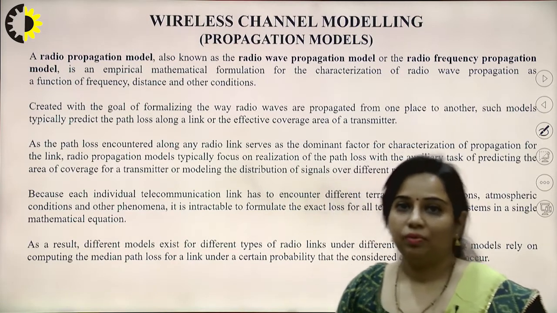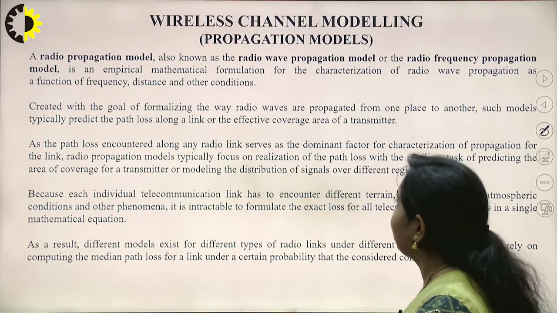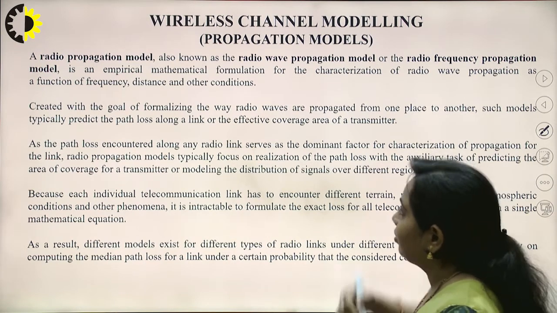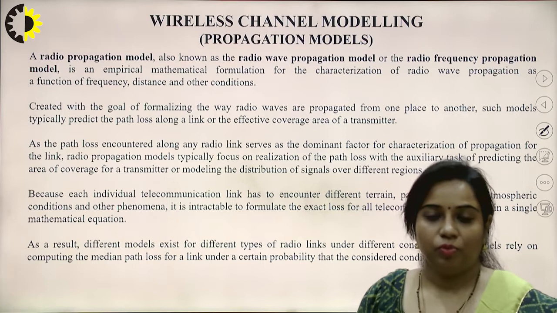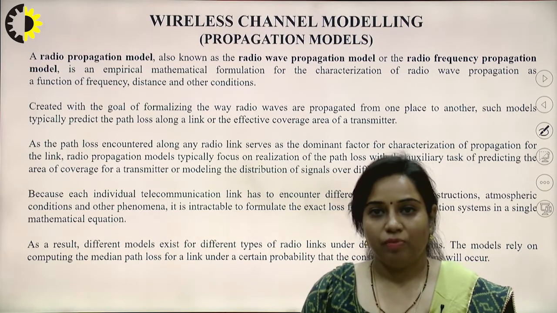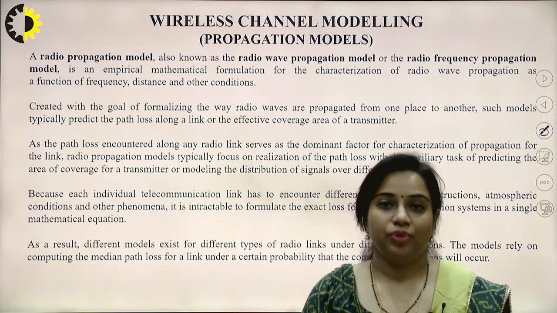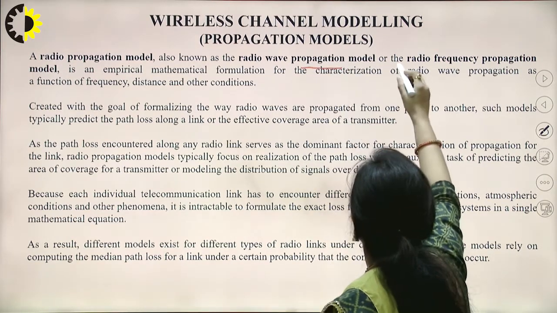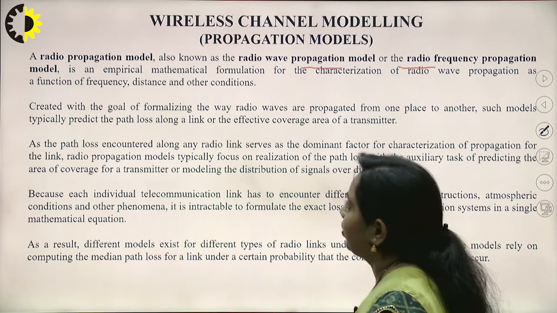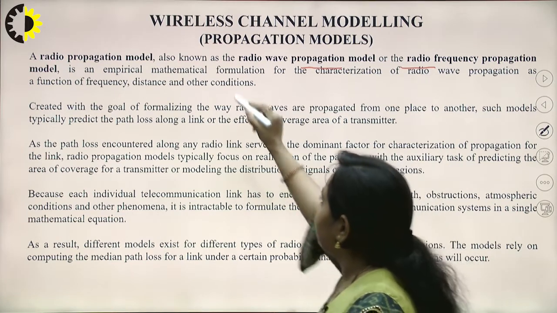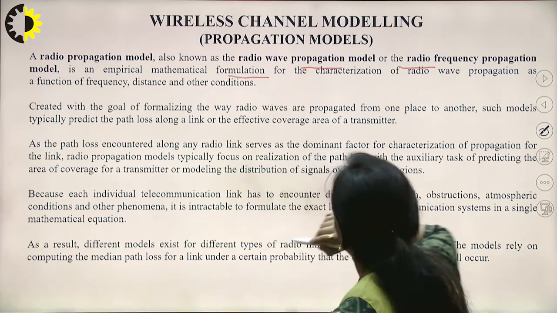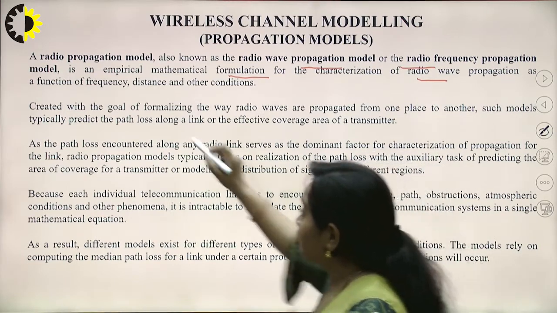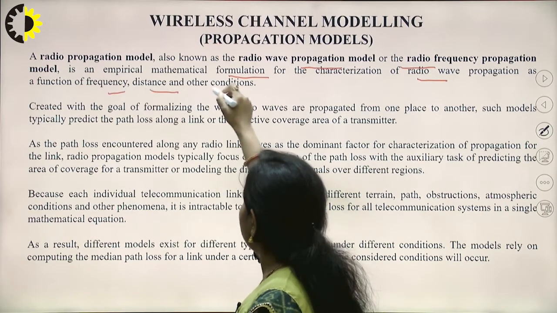So first we'll begin with what is wireless channel modeling, that is propagation models. Why are we calling it a radio propagation model? Because whenever information is sent, it is sent in the radio frequency range. So it is also known as the radio wave propagation model, or radio frequency propagation model, an empirical mathematical formulation for the characterization of radio wave propagation as a function of frequency, distance and other conditions.